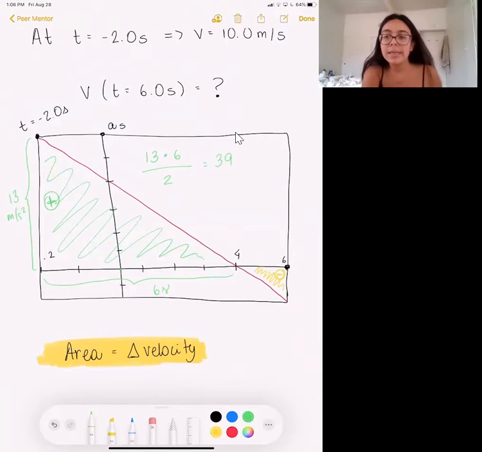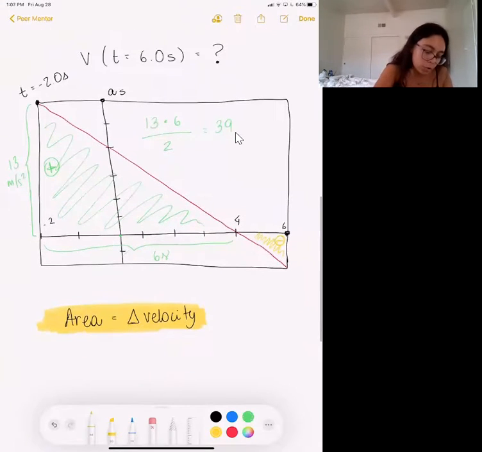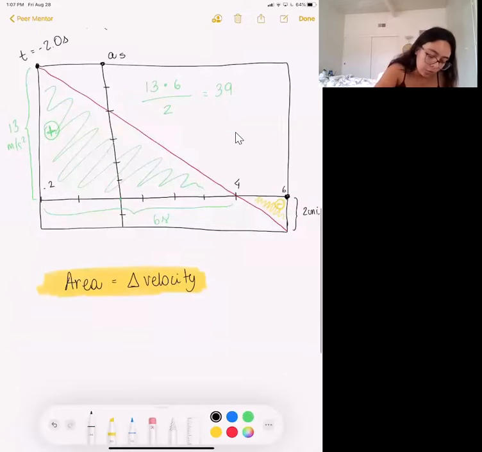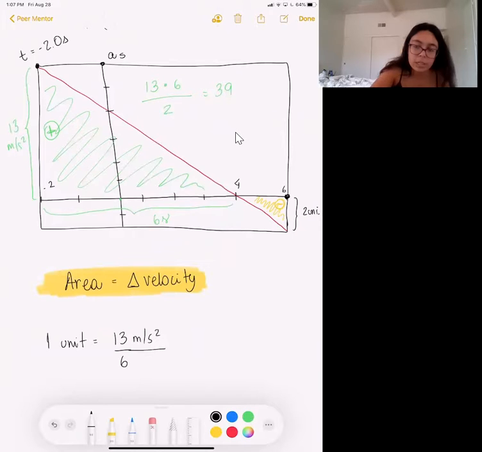And then we have to calculate the area of the little triangle. For the small triangle, we know that from here to here, we have two little squares, right? So we have 2 units, but we just have to find out how much a unit is. We talked about this earlier, so I think everyone's good with that. We know that from the origin to AS is 13, and we have 6 little units. So every little square would be 13 divided by 6. So on my problem, 1 unit is equal to 13 divided by 6, 13 meters per second squared. That's important. Don't forget your units.